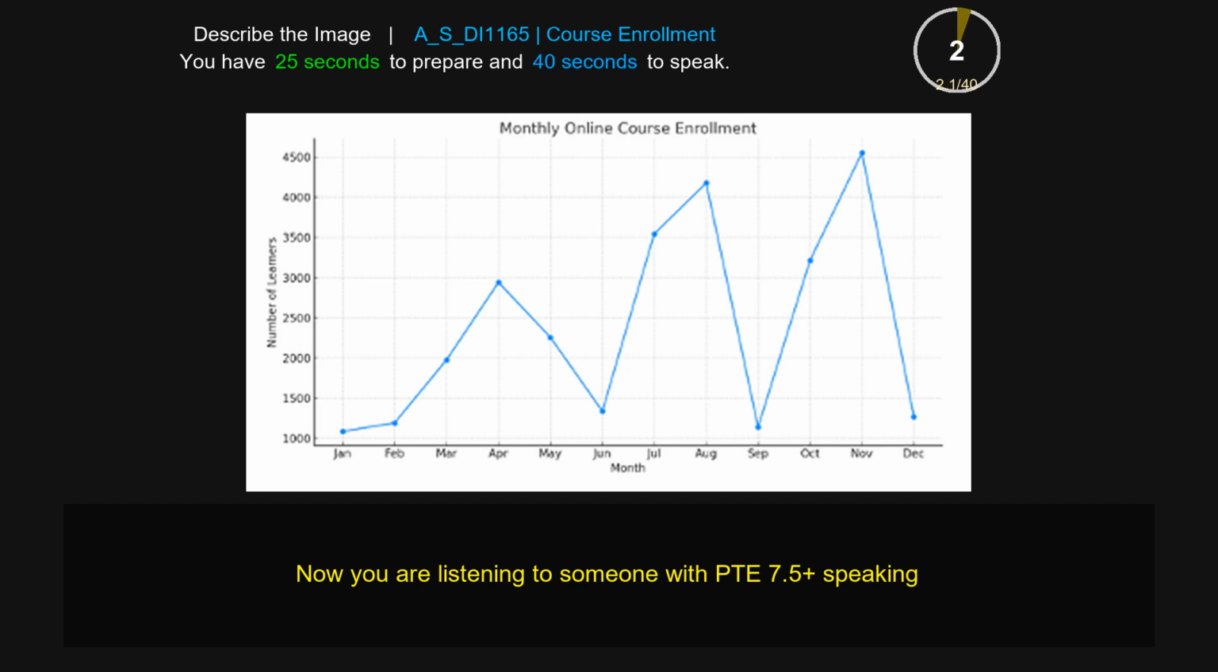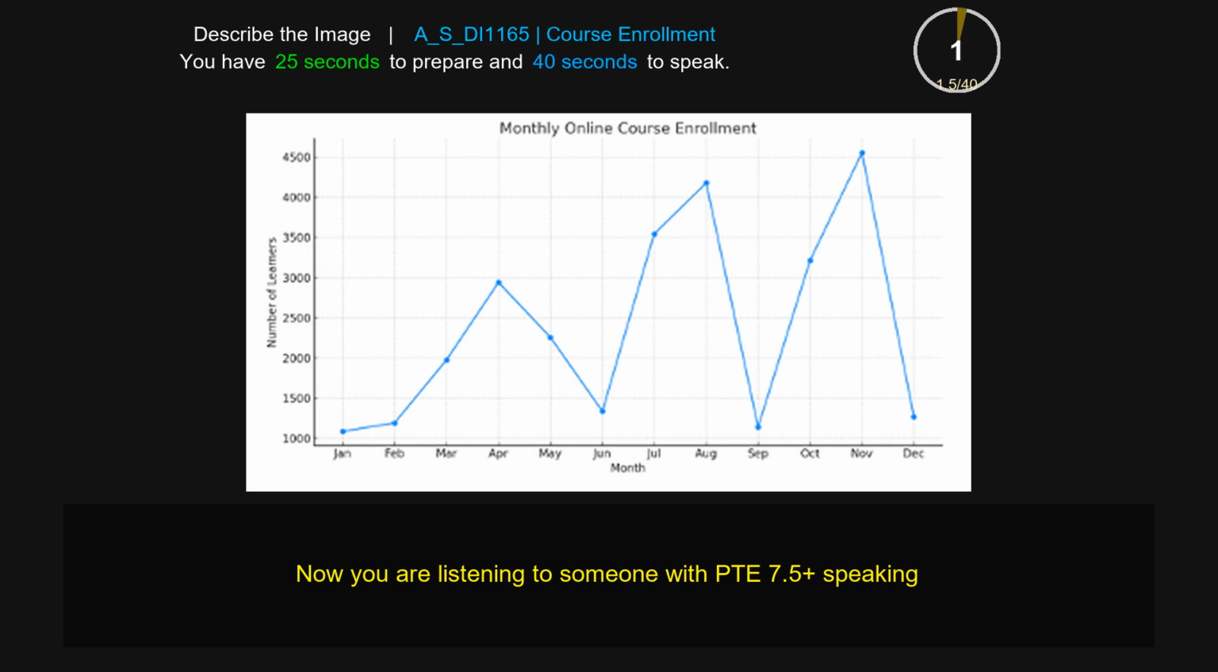This line chart gives us information about the monthly online course enrollment depending on the number of learners. In July, the value is 3,500, whereas in August, the value is more than 4,000. The highest value is in November, which is 4,500, and the lowest value is in January, which is just about 1,000. To sum up, this chart is about monthly online course enrollments.